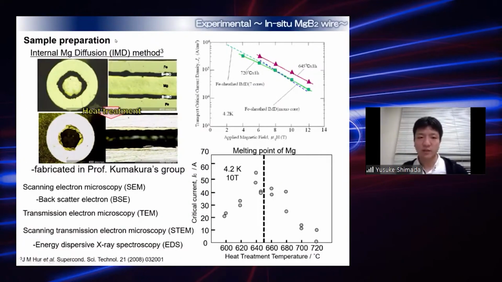Okay, I move to the results part. So the first result is about the in situ MgB2. So here is the sample preparation. The method is the internal magnesium diffusion method. This wire was fabricated in Professor Kumakura's group, and the IMD wire has high critical current properties. And this critical current is sensitive to heat treatment temperature. So in this part, we try to elucidate the relationship among the critical current, heat treatment temperature, and structure using several electron microscopies.